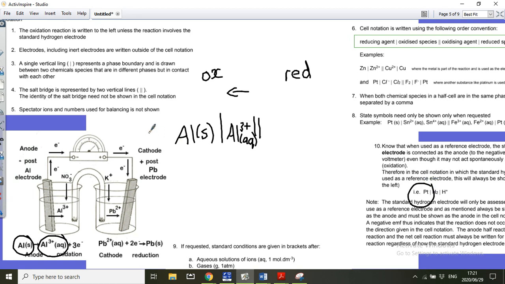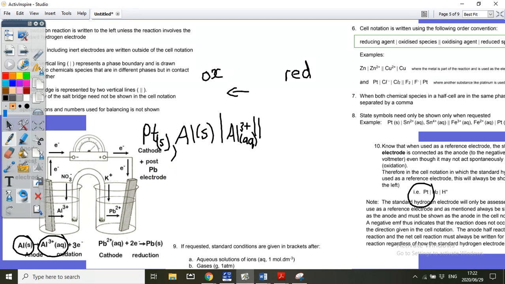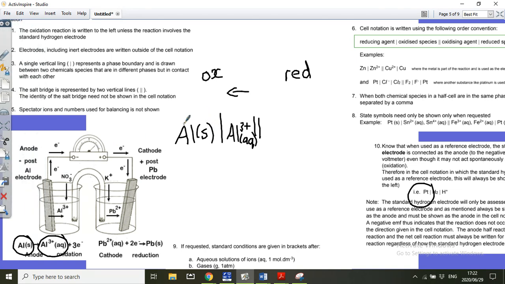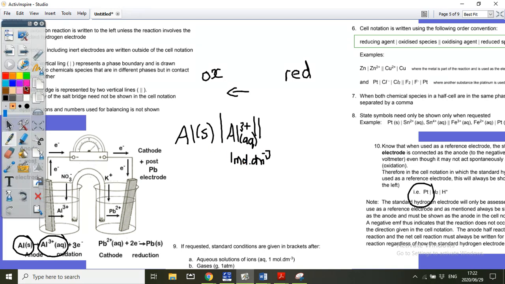If you would use platinum for this one, you would just say platinum, and because they're in the same phase, here you would put a comma. But aluminium wouldn't need another electrode, so that's a bit redundant there. It's only if you have something that cannot conduct electricity. Remember, electrons cannot swim, so you need a metal for them to be transferred. Now, for solids, there are no conditions here, but for aq substances, you have to write 1 mole per cubic decimeter to show that those are the standard conditions. Again, read your question and see what they want. And that's the one side done.